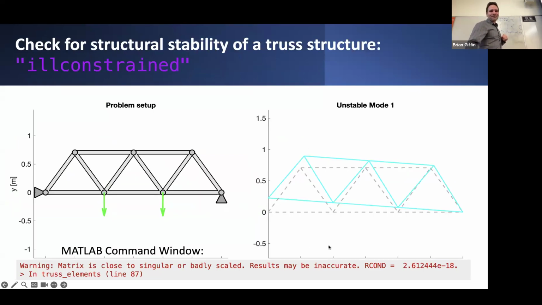Anyway, if you were to go through and do this, you could visualize what those zero eigenvalue modes of deformation look like. For this ill-constrained problem, it looks like this. This is the eigenmode, or the eigenvector of deformations, associated with that zero eigenvalue of this ill-constrained problem. And it correctly corresponds to a rigid rotation of the structure. So kind of interesting.